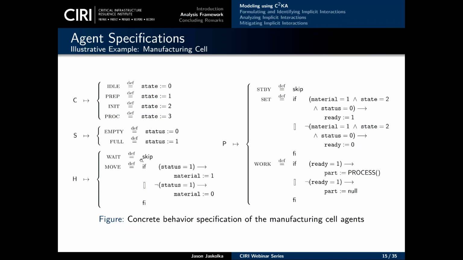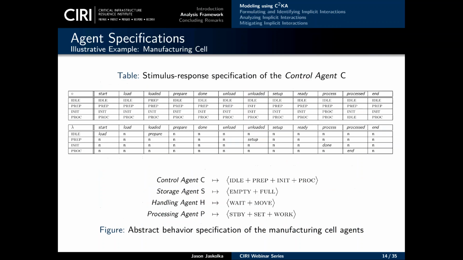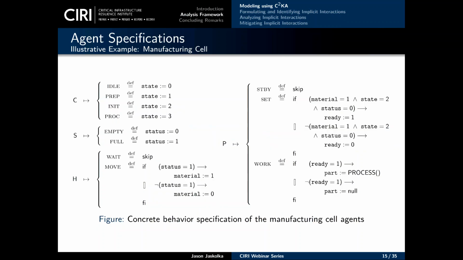However, when we're dealing with implicit interactions, we actually need all 3 of these levels of specification, because the previous slide here provides us with how the agents can communicate using message passing communication, and the concrete behavior specification will show us how the agents can communicate using shared environments. And this will be done using definition and reference relationships between the shared variables in the shared memory space that each of these agents will have.